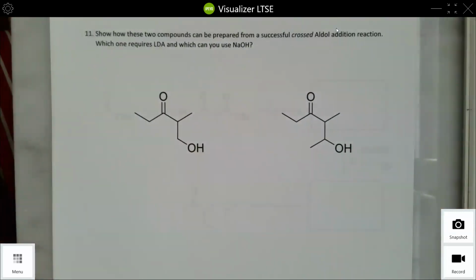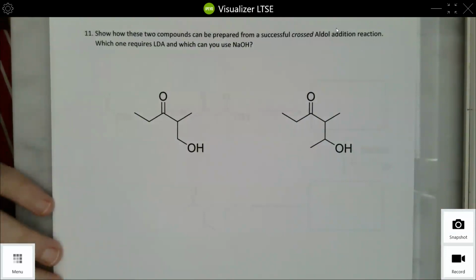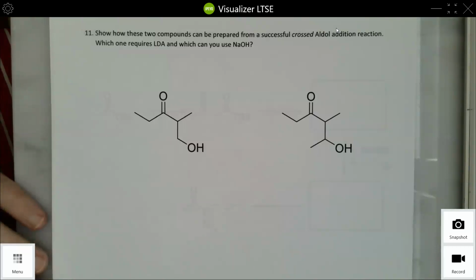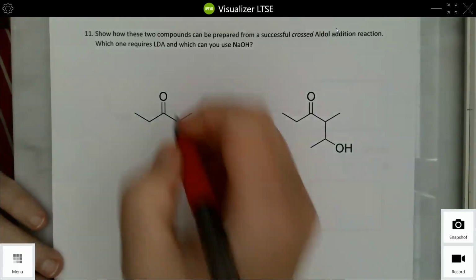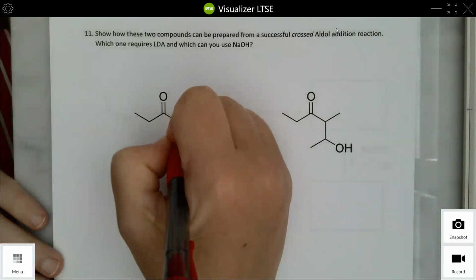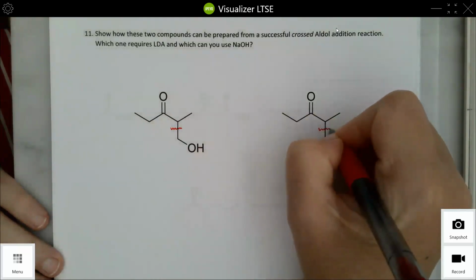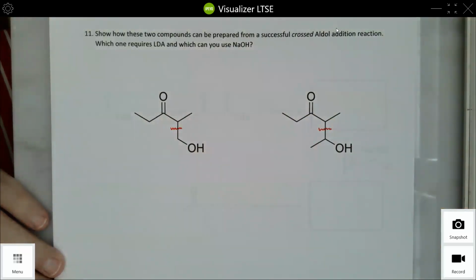Show how these two compounds can be prepared from a successful crossed aldol addition reaction. Which one requires LDA and which can you use sodium hydroxide? Okay, so if we think about it, and going back to the reagents, I want you to think about the fact that we're going to be making this bond through the aldol addition reaction.